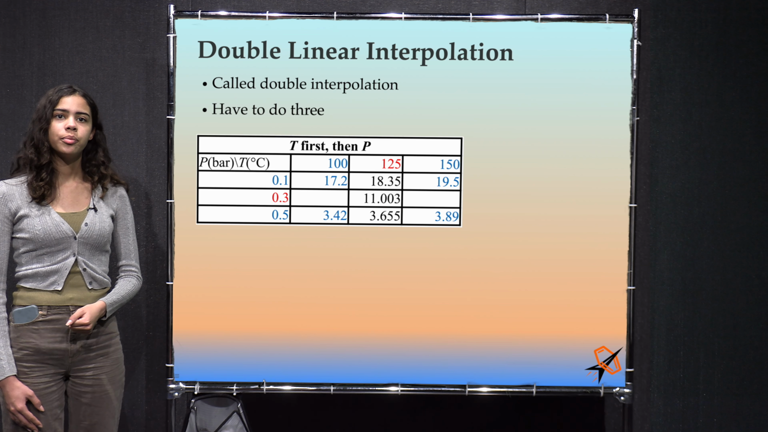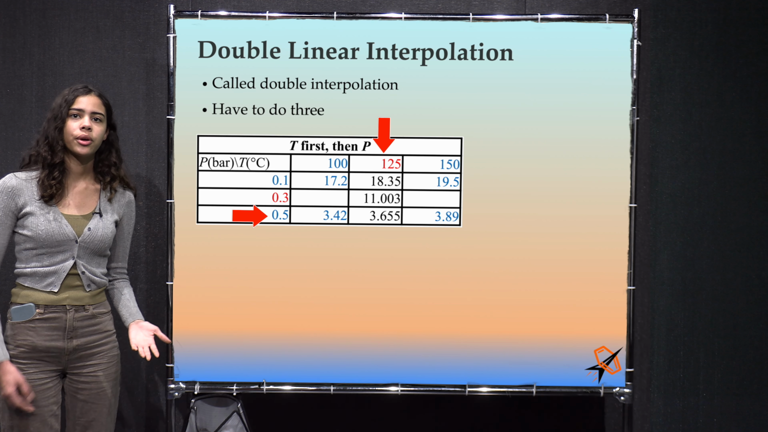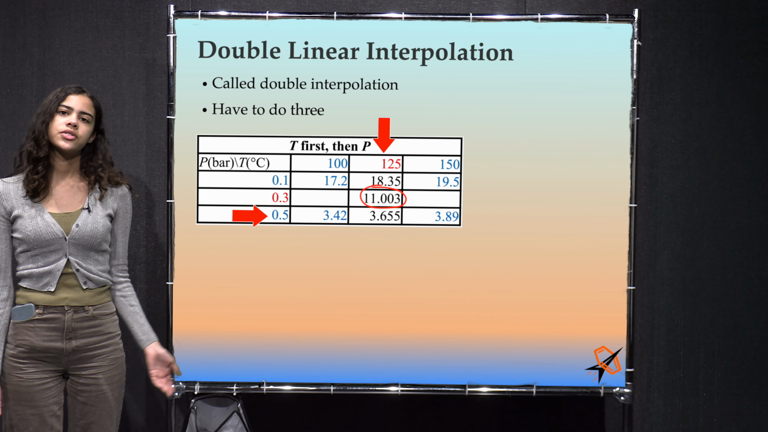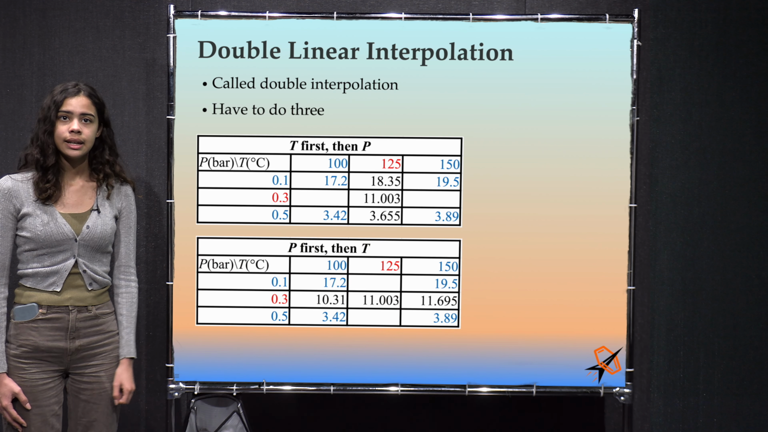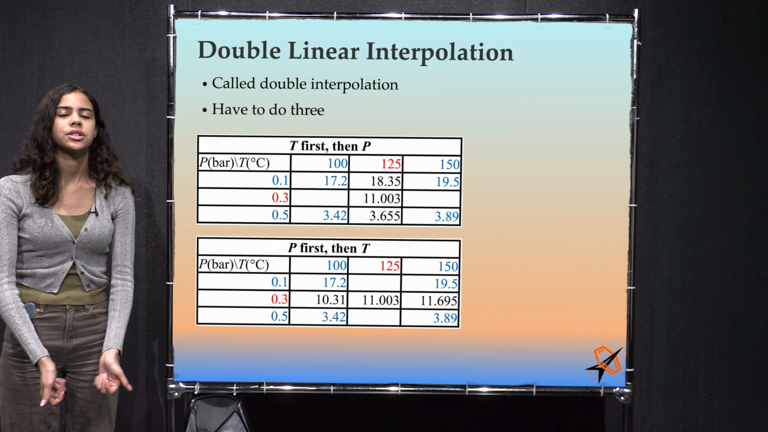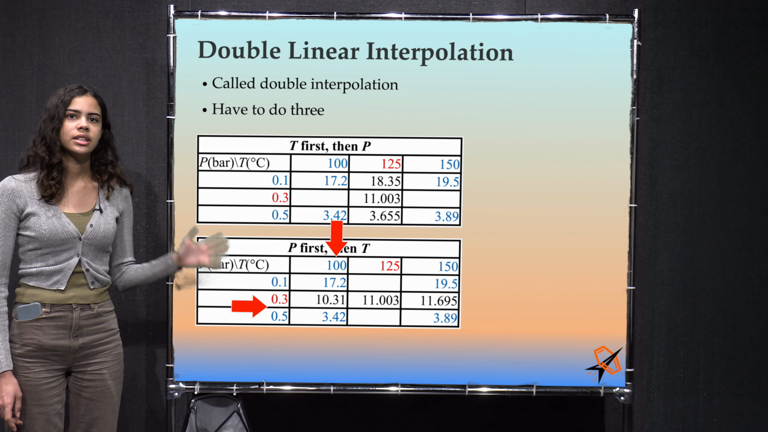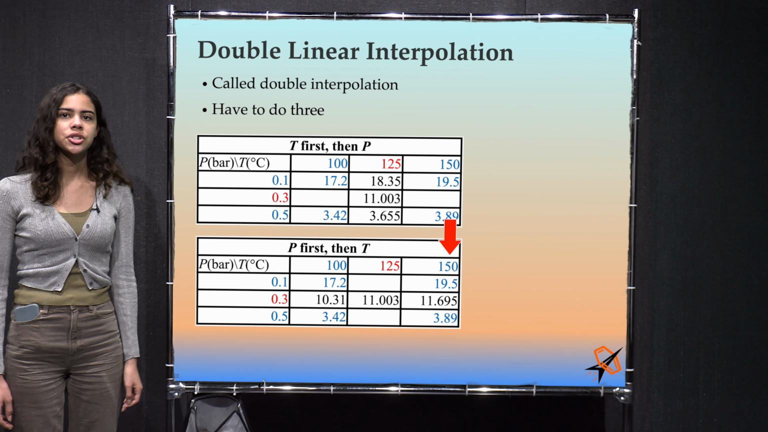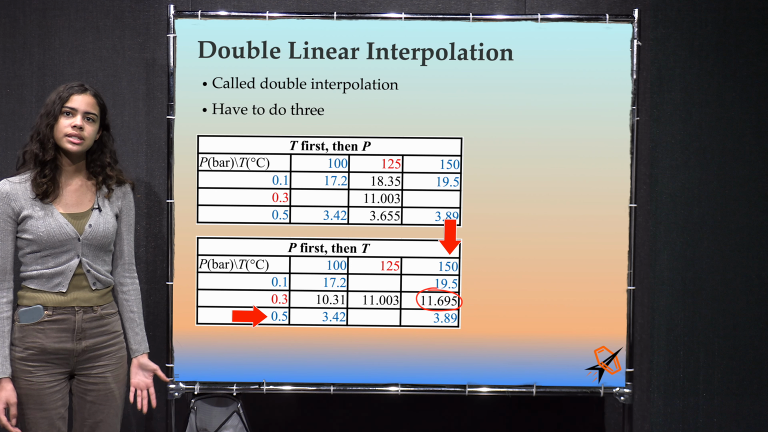Our final interpolation will be in our column of 125 degrees Celsius, and we will interpolate between 0.1 and 0.5 bar, getting 11.003. Obviously, you would round these values to have the same number of sig figs as in the table. We're not rounding here so you can see all the digits from the interpolation. Next, let's interpolate on pressure in the 2 temperature columns, and then we'll do one final interpolation using temperature. First, we interpolate at 100 degrees Celsius between 0.5 bar and 0.1 bar, and we end up with 10.31. Then we interpolate at 150 degrees Celsius between 0.1 bar and 0.5 bar to get 11.695.